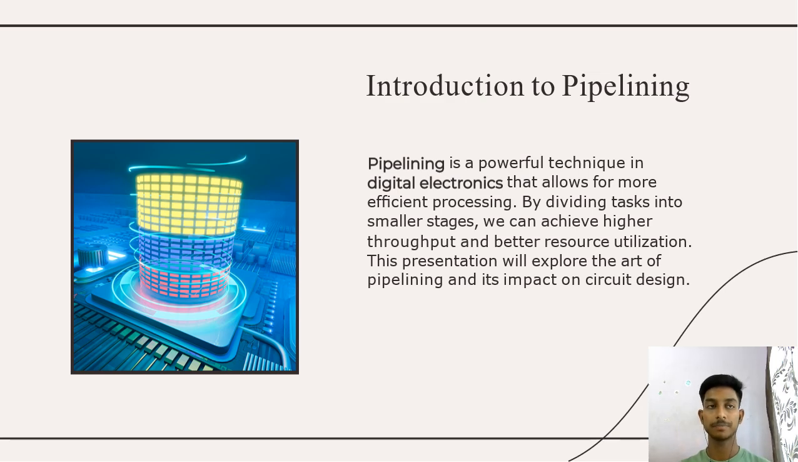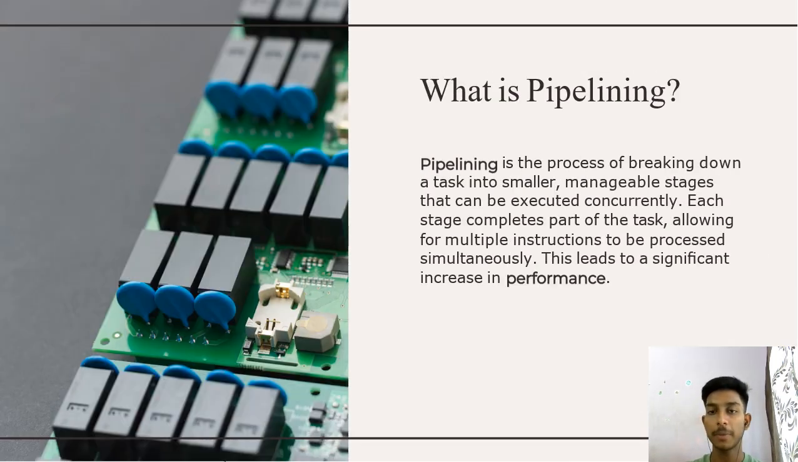What is pipelining? Pipelining is the process of breaking down a task into smaller, manageable stages that can be executed concurrently with each other. Each stage completes a part of a task, allowing multiple instructions to be processed simultaneously. This leads to a significant increase in the performance of a digital circuit. Pipelining is a method used in digital electronics to enhance performance by dividing a task into smaller stages that work concurrently.